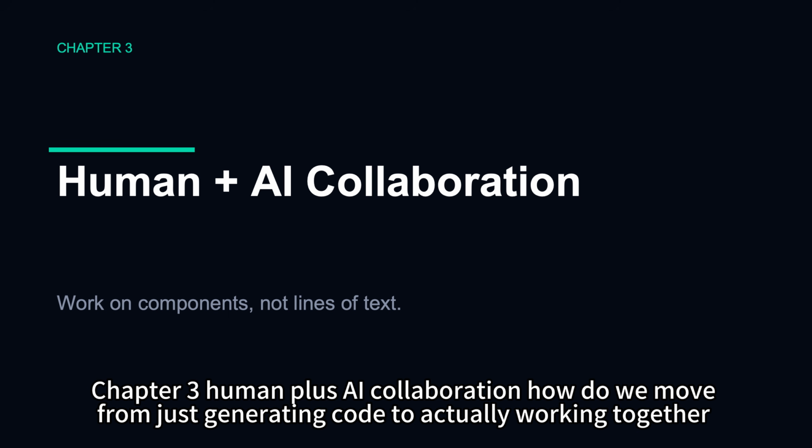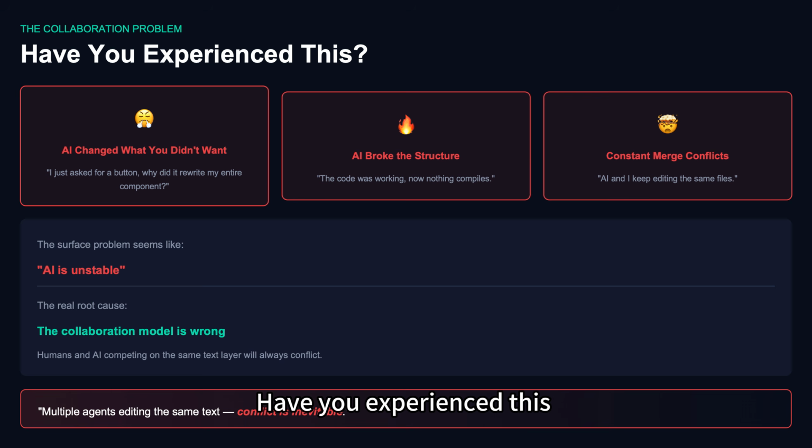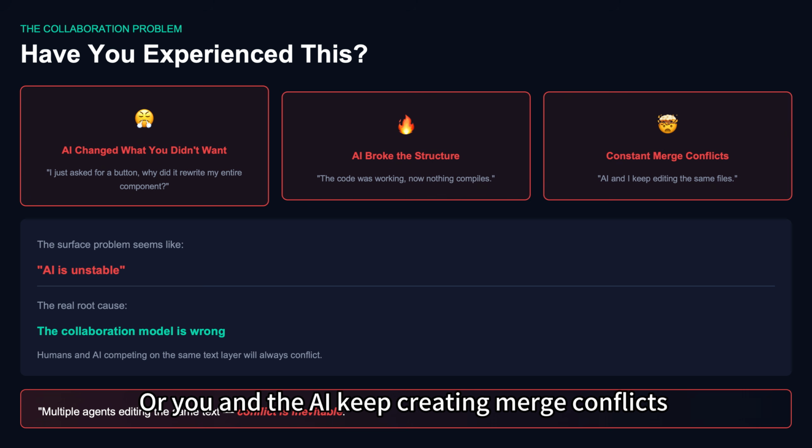Chapter 3: Human plus AI Collaboration. How do we move from just generating code to actually working together? Have you experienced this? You ask AI for a button change, and it rewrites your whole component. Or it fixes a bug but breaks the structure. Or you and the AI keep creating merge conflicts.